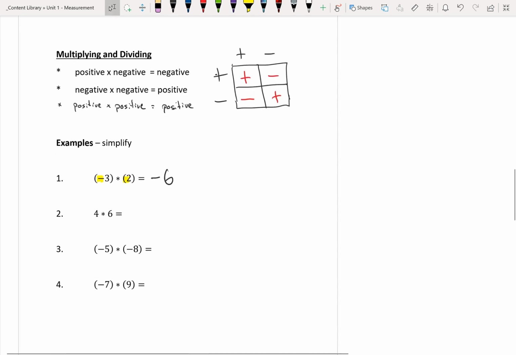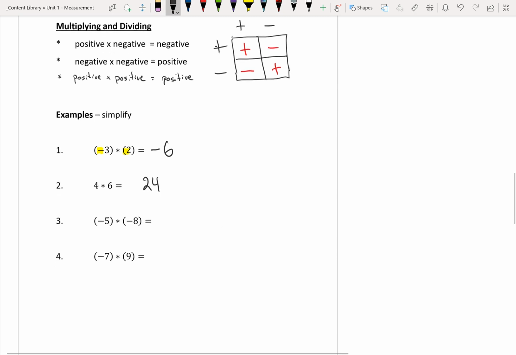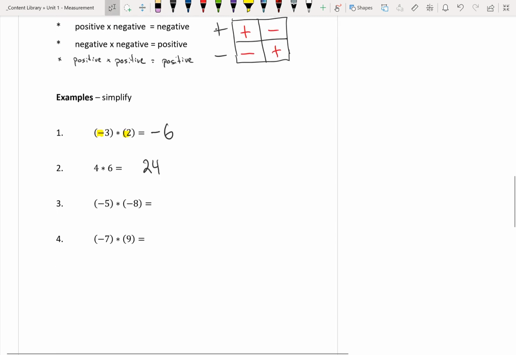If I look at example 2, 4 times 6, I'll focus on just the numbers. 4 times 6 is 24. I look at the sign, they're both positive, so I leave it as positive. Now, example 3, negative 5 times negative 8. Looking at just the numbers, it's 40. Negative times a negative, if I look at my table, a negative and a negative will give me a positive. I don't need to show that positive, but if it helps you, you can.